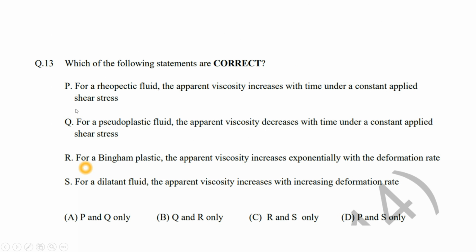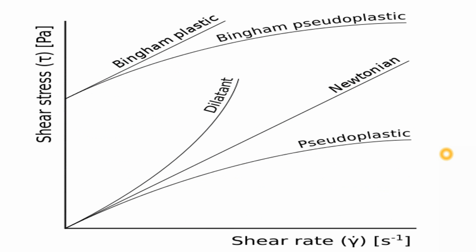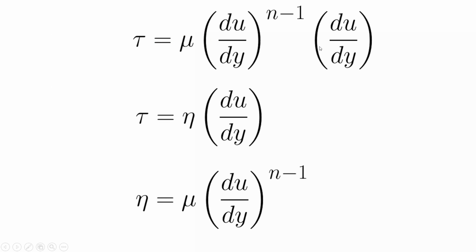In case of option R, for Bingham plastic fluid, apparent viscosity increases exponentially with the deformation rate. You can see here in case of Bingham plastic fluid, the apparent viscosity is constant. Why? For apparent viscosity we will write this equation from the power law model. Tau is equal to mu into (du upon dy) to the power n minus 1, into du upon dy. So you can see here tau is equal to eta du upon dy. From here eta is equal to mu (du over dy) to the power n minus 1. This is the apparent viscosity.